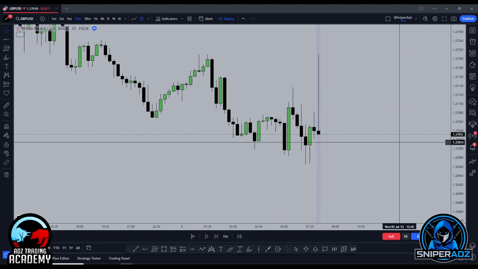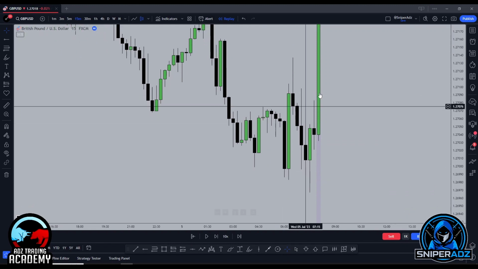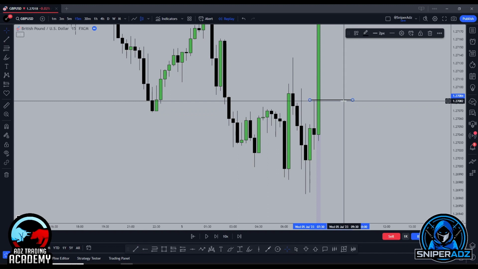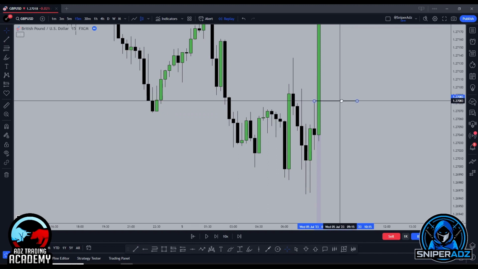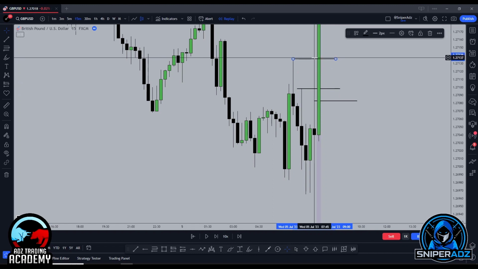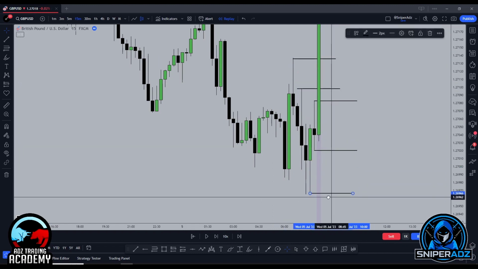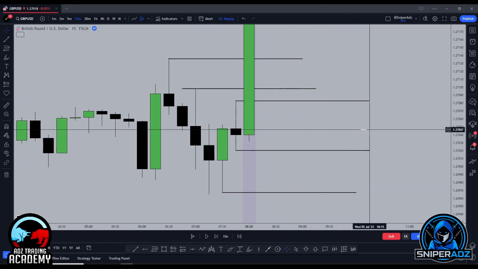Okay, great. I just wanted to make sure that was 8 o'clock. So you can see that the market took out this previous high right here. I would have marked out this area on the 15, and this high and this high right here. And I would have also marked out this previous low right here and this low right here, on the 15-minute time frame.